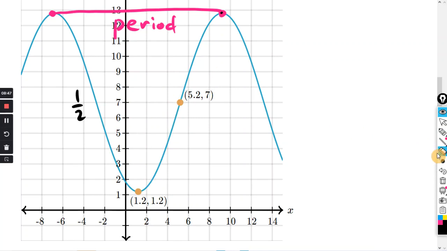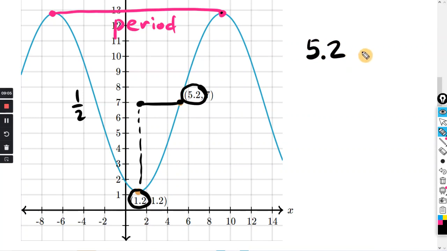All right. So we're looking at x coordinates. If we want to find the distance from here to here, we're just looking at x coordinates. So I'm going to subtract 5.2 minus 1.2. Okay, 5.2 minus 1.2. And that is just 4. Okay, I don't need the absolute value. It's already positive.